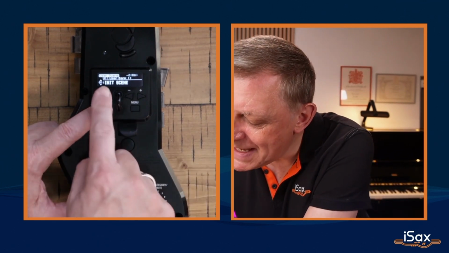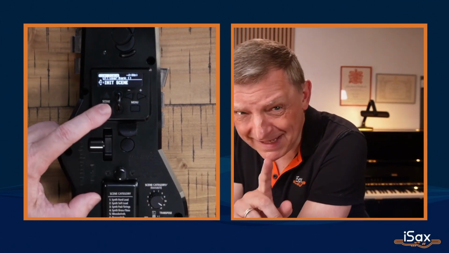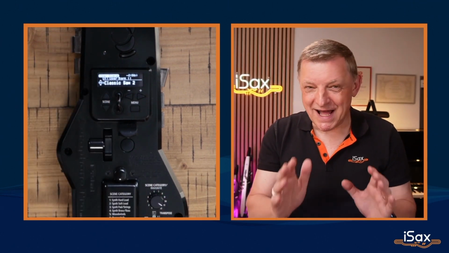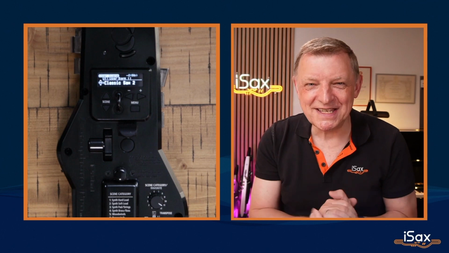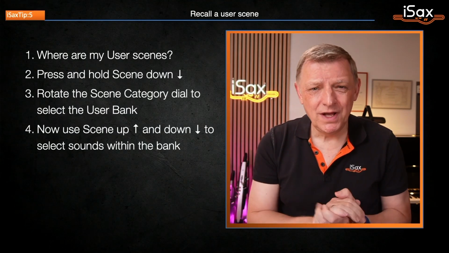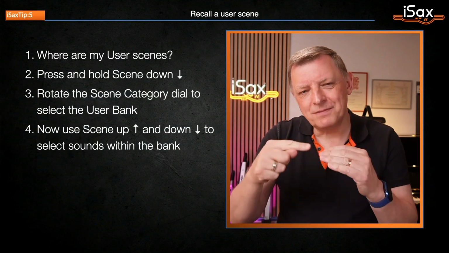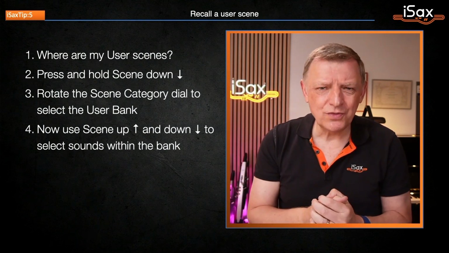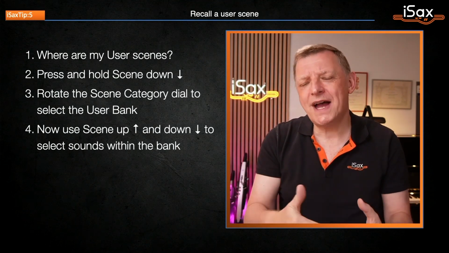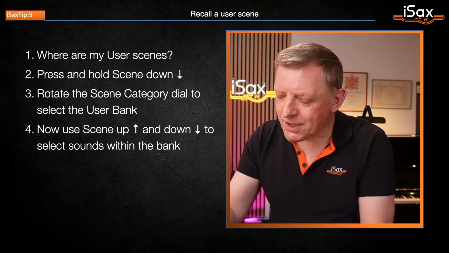Now I just saved that sound, I think, into user 11. That's the bank 11. And now if I use my up arrow, I'm actually going to go up to, I think I saved it here, and there it is, my classic saw 2. I found my scene, nice and easy. And if I wanted to, I could then use my scene up and down to carry on scrolling through that user bank.